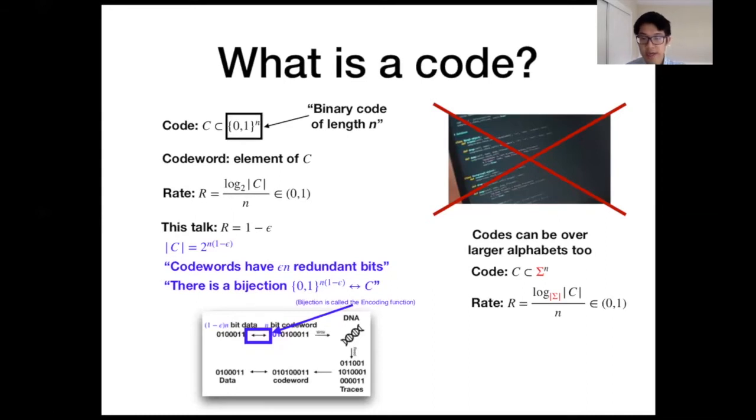You can also define codes over larger alphabets, and there's an analogous definition of the rate, and we'll see this later in the talk.